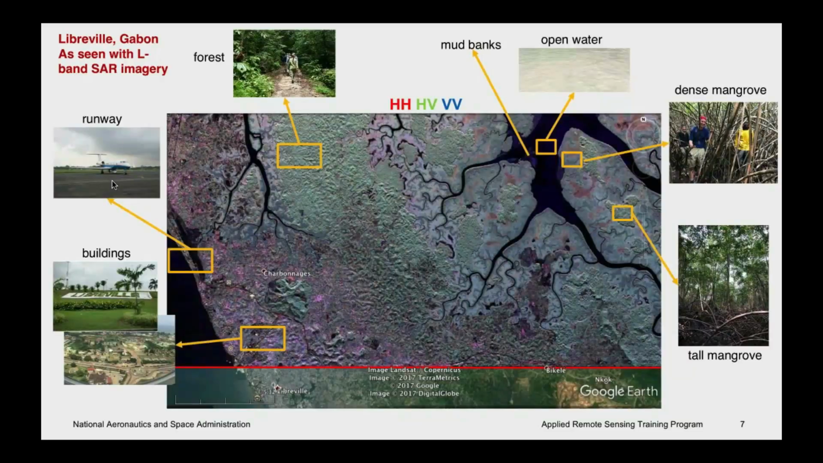So here is the same location imaged by the UAV SAR instrument in Libreville. We flew this area in March of 2016. So as you can see, you can resolve a lot of different land cover types. This is a false color image, meaning that the colors that you see here are capturing different polarizations. So the red channel has HH, the green channel has HV, and the blue channel has VV polarization. So during this presentation, I hope that you will gain some intuition about what these different bands are providing in terms of land cover information.